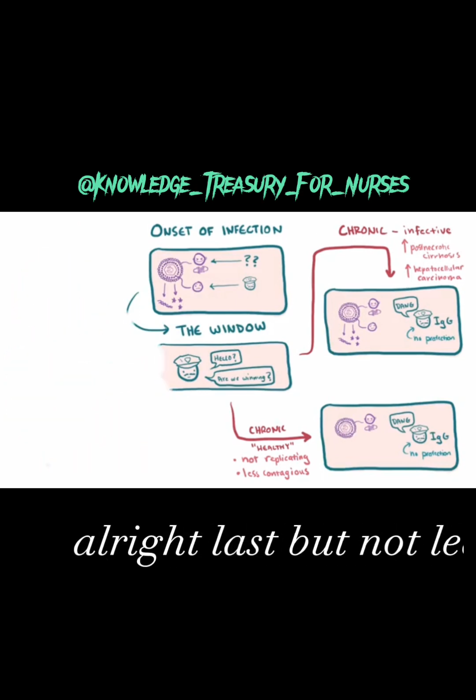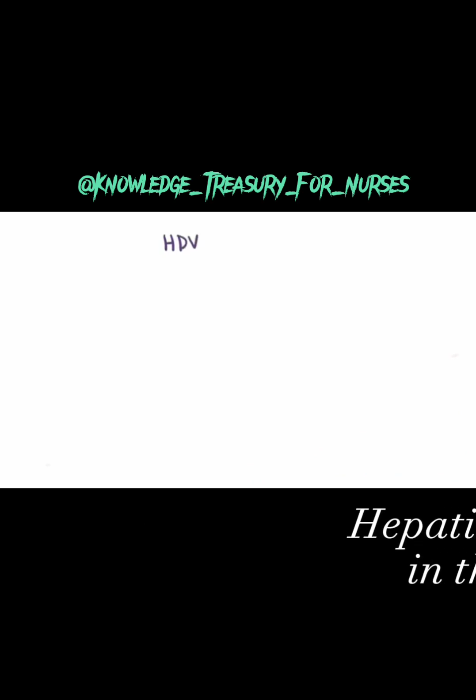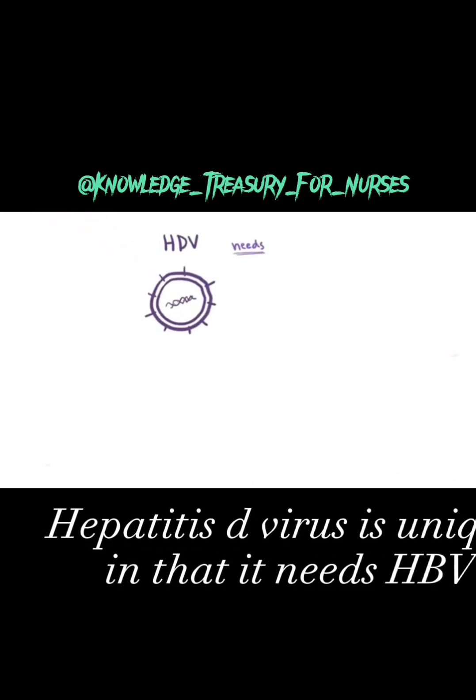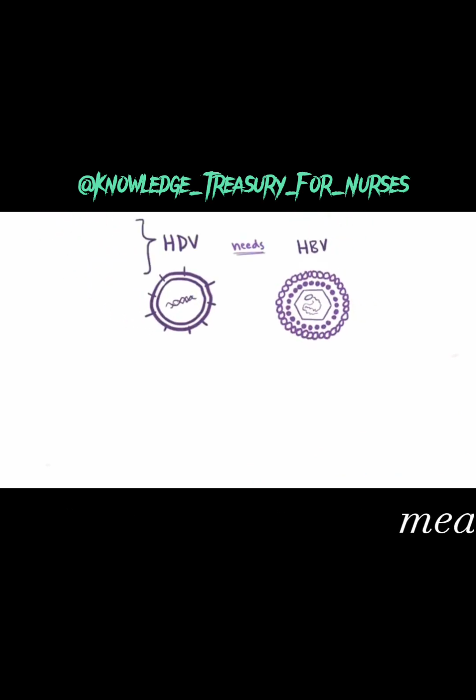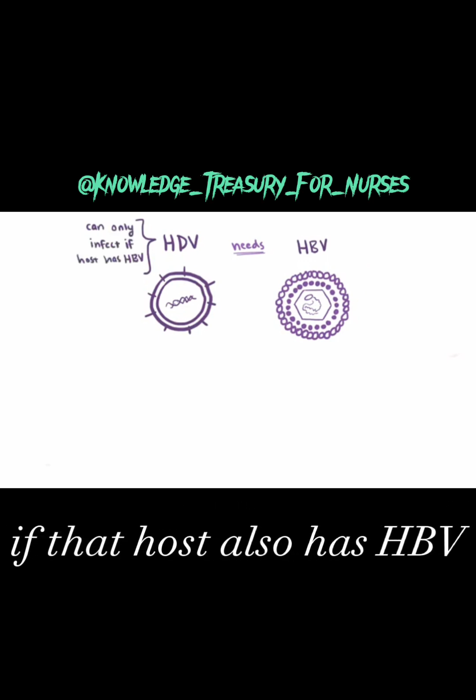Alright, last but not least. Well, maybe it's the least, I don't know. Anyways, hepatitis D virus is unique in that it needs HBV, meaning that it can only infect a host if that host also has HBV.